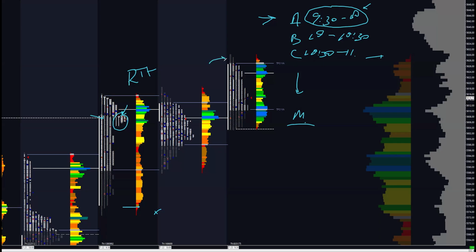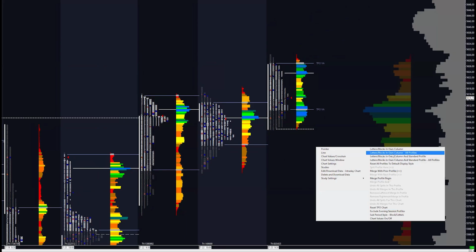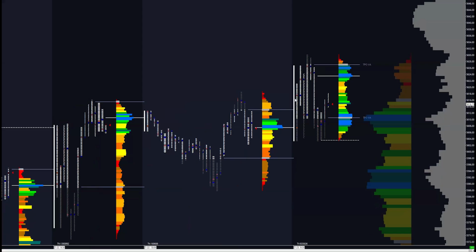These 30-minute intervals are very similar to having 30-minute candles. And one of the tricks that I like on Sierra Chart, if I right-click here on this chart and go letters, blocks in their own columnar profiles, what it's going to do is split up this profile individually. Every single period acts as its own area, as its own type of 30-minute candle, realistically.